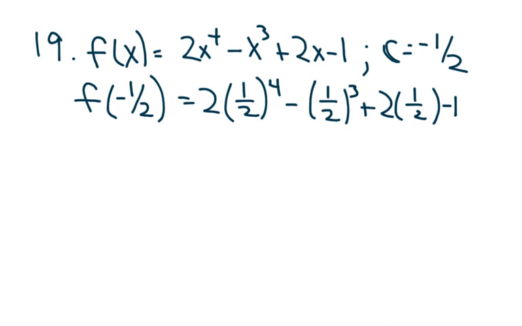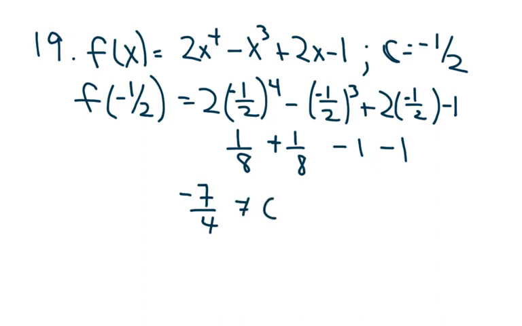And what I get is 1/8 minus 1/8 minus 1 minus 1. So basically, this is plus, by the way. How can this be plus? Oh, this should all have been negatives. Never mind. Negative, negative, negative. Sorry about that. So that's plus. And we're going to get a negative 7/4, which doesn't equal 0.